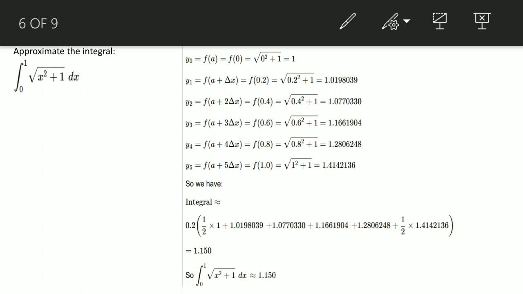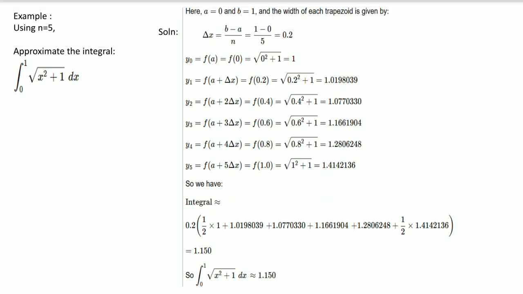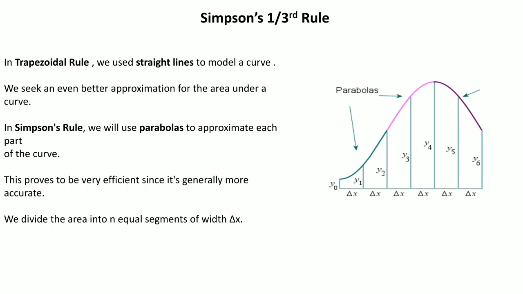Previously we were finding the integrals by arithmetical means. Now we are finding the integrals by numerical method. So this is the first method that we have learned, that is the trapezoidal rule. Now we will go on to the next rule, which is known as Simpson's 1/3 rule.